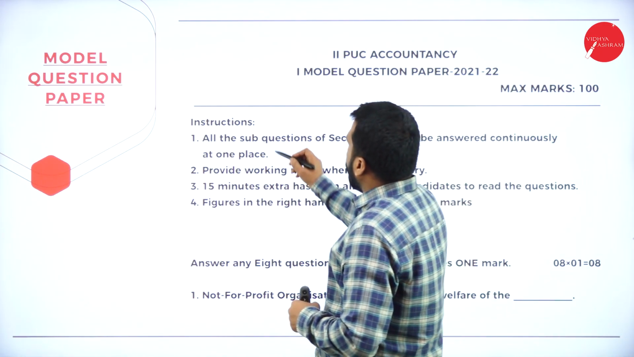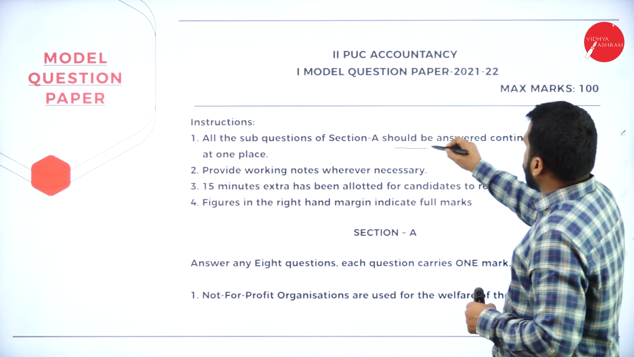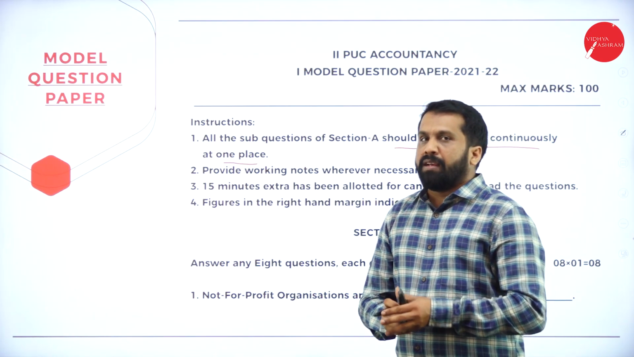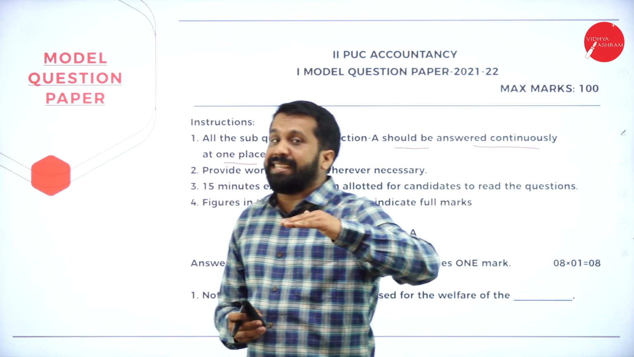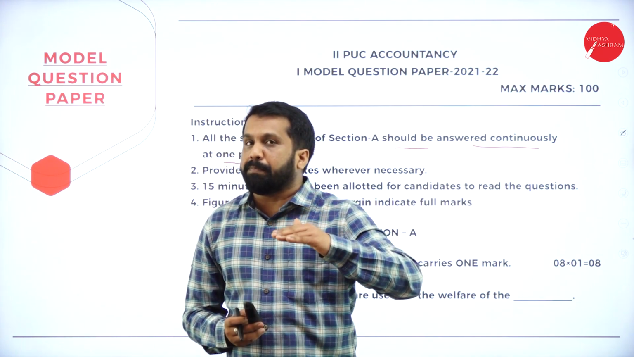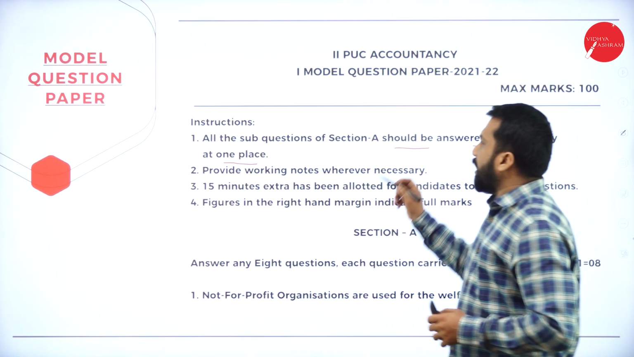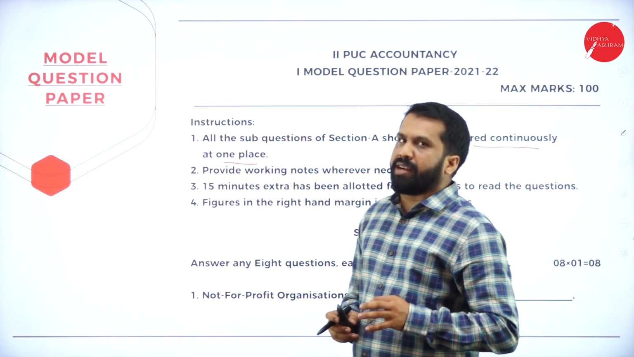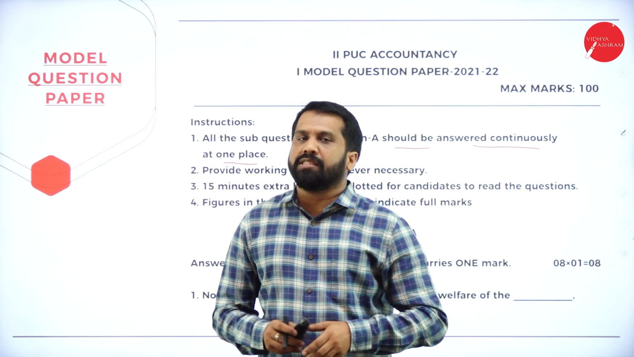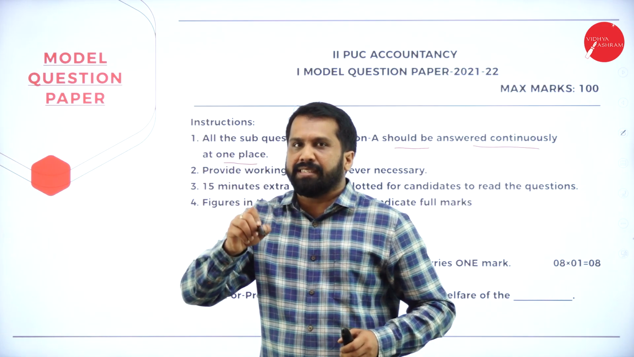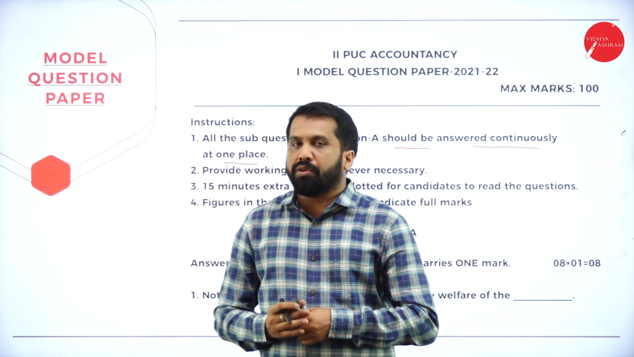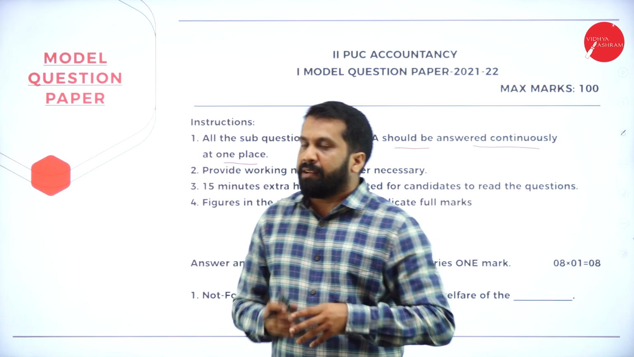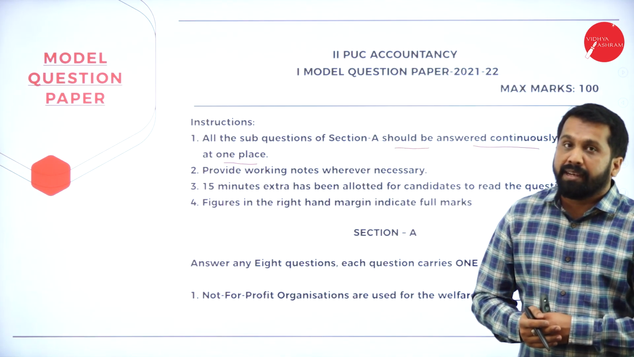First one, all the sub-questions of section A should be answered continuously at one place. This is very important. We have part A, B, C, D, E, part by part. Once you have started with part A, please complete all the questions in part A. For example, you are supposed to attend 8 questions in part A. What you are supposed to do? 1, 2, 3, 4, 5, 6. Attend all 8. If you want, you can write additional questions with solution also. But don't go to part B unless and until you complete your part A.